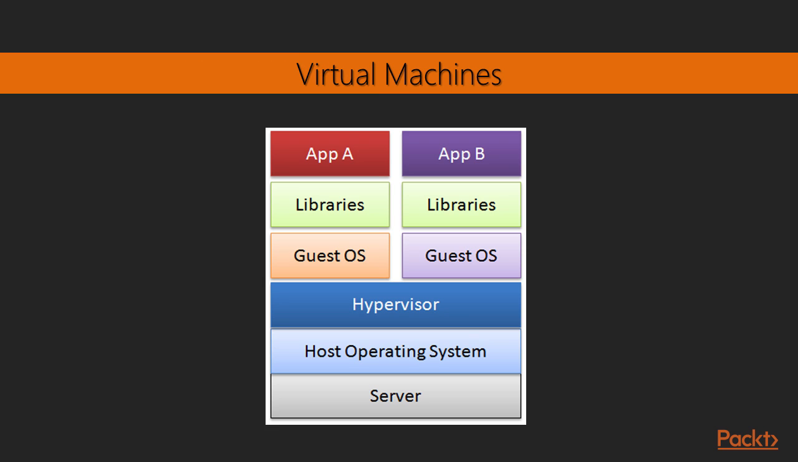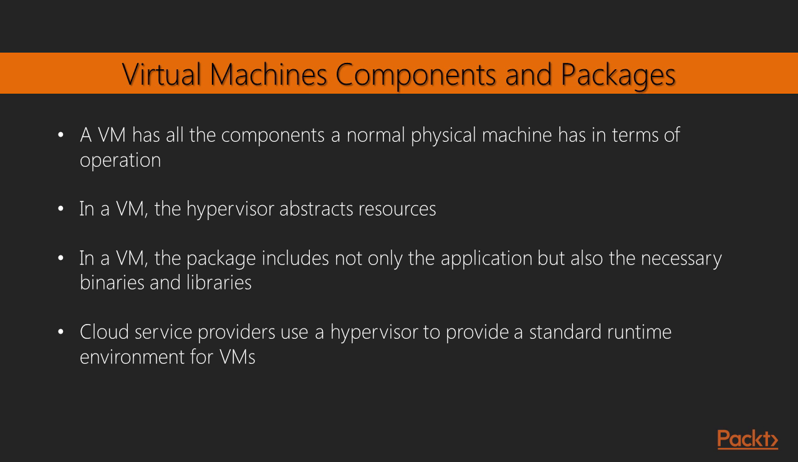In the virtual machine, we need to install an operating system with the appropriate device drivers. Hence, the footprint or size of a virtual machine is huge. A normal VM with Tomcat and Java installed may take up to 10 GB of drive space. There's an overhead of memory management and device drivers. A VM has all the components a normal physical machine has in terms of operation. In a VM, the hypervisor abstracts resources.